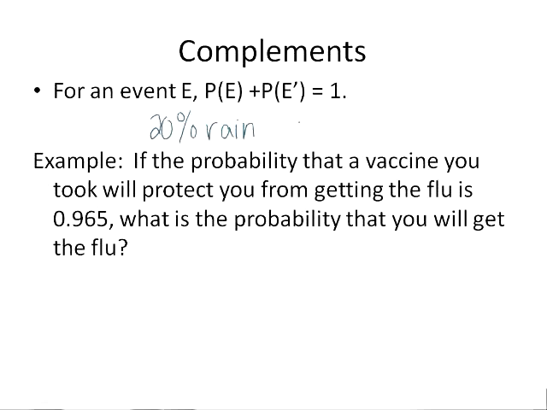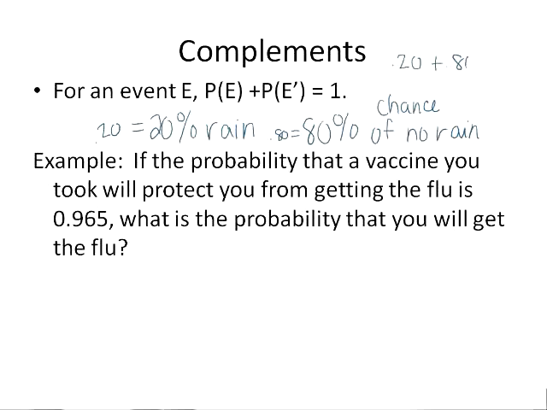Well, what would be the chances that it's not going to rain? Of course, that would be an 80% chance of no rain. Well, as decimals, 20% is equal to 0.20, 80% is equal to 0.80, but if we add together the 0.20 plus the 0.80, that's our total of 1.